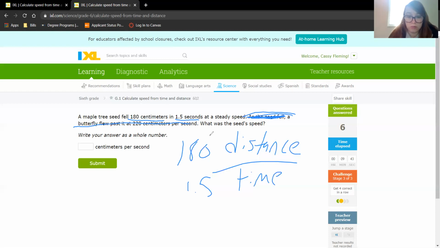So we need to do 180 divided by 1.5. I missed the 1. 180 divided by 1.5 is 120. This one says whole number, so let's put that in there.